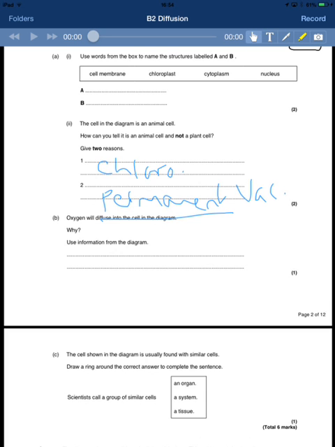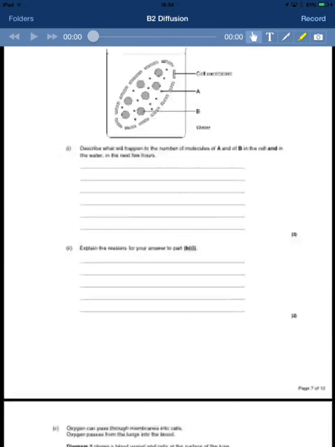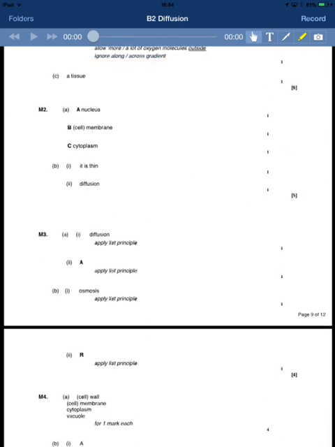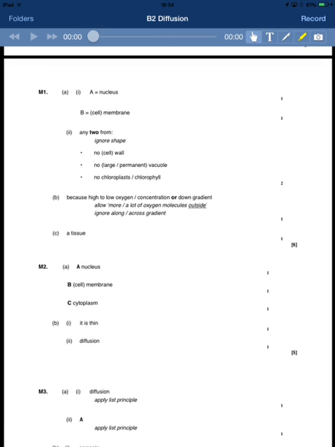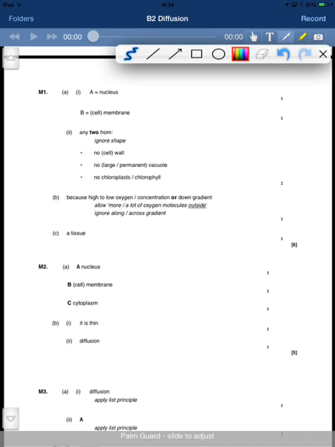So if we go to their mark scheme here, we can just double check our answers from before. So A, nucleus, B, cell membrane. The differences between plant and animal cells is no cell wall, no large or permanent vacuole, remember that word, permanent vacuole, and no chloroplasts or chlorophyll. Talk about the diffusion from high to low oxygen concentration or down a gradient. It says do not accept, ignore along a gradient or across a gradient. It's down a gradient. You go down a hill. You don't go across a hill or along a hill. And as I said, this is a tissue.